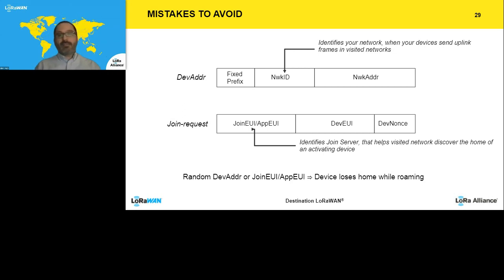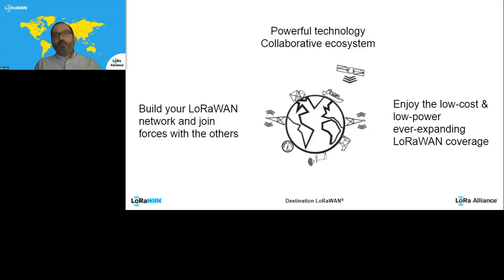So with that, actually, this is my last slide. As you see, we have a very powerful technology and we have a very collaborative ecosystem behind it. Whether you have a private network or a public network, we would like to invite you to build your network and join forces with the others through roaming. After all, our objective is to enable massive IoT by bringing low cost, low power, and ever-expanding LoRaWAN coverage to all use cases of IoT around the world.